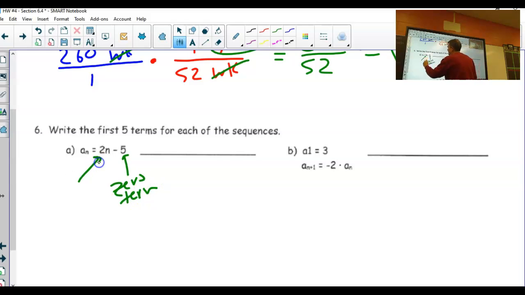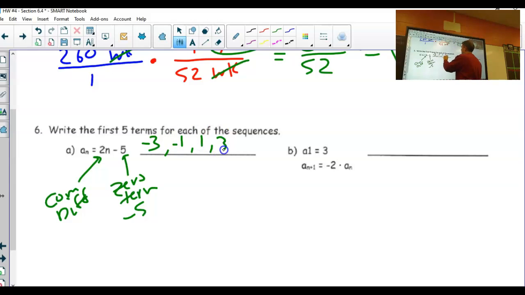And I know this is the common difference, right? It's how much it goes up every time. So the 0 term is -5. That means the first term would be -5 plus 2, which is -3. And I would just keep going up 2 every time. So -1, 1, 3, and 5.